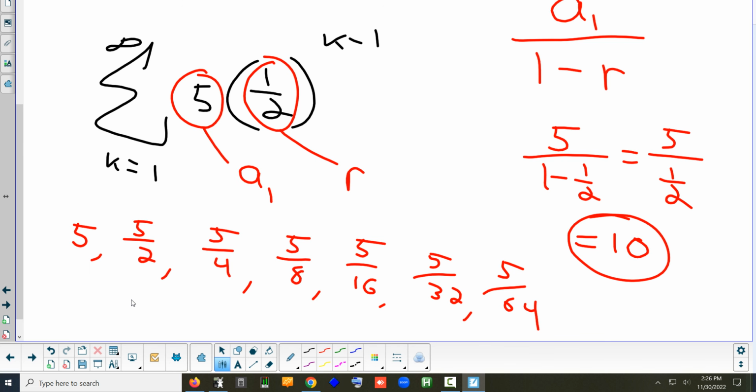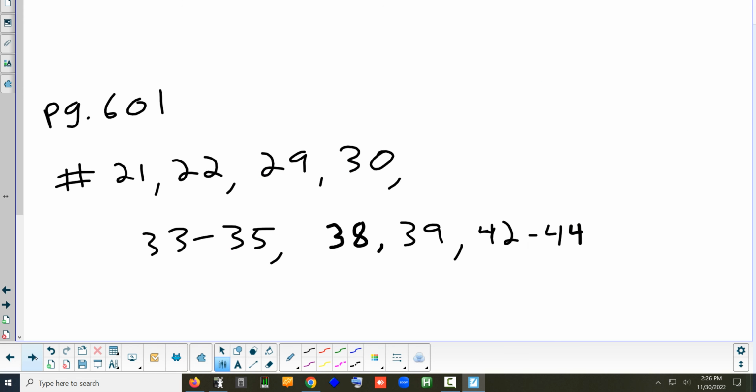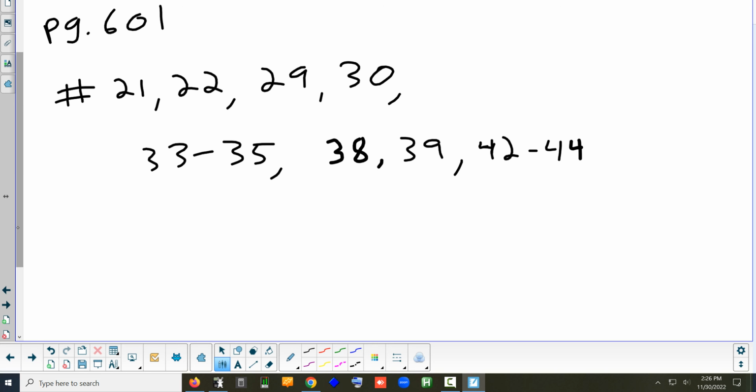All right, so that's 11.2. That's the homework for 11.2. And there's one question from last night I would like you to try as well. That's page 589.